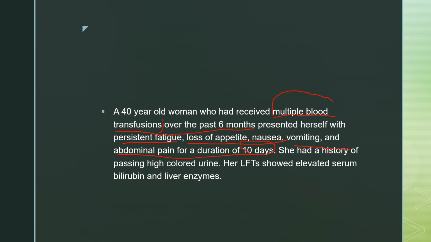Multiple blood transfusions can have a differential diagnosis of HIV also, but since we have abdominal pain for 10 days, and a history of passing high-colored urine, which is a case of jaundice obviously, and her LFT shows elevated serum bilirubin and liver enzymes, this is one of the lab diagnoses that we have undergone. So this is a case of hepatitis B.